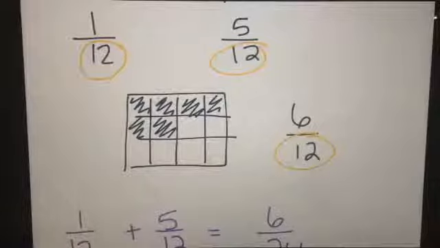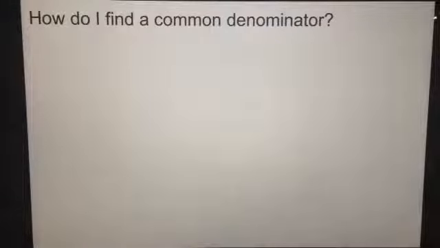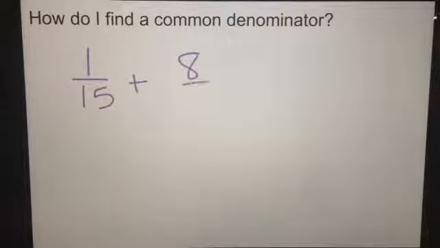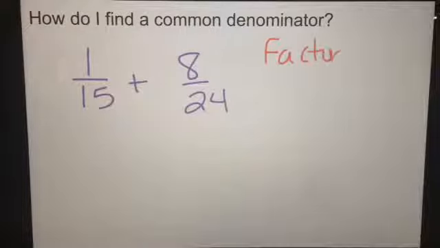So next, on your notes it says, how do I find a common denominator? Well, first I'm going to write an example. So 1/15 plus 8/24. What we're going to do is factor the denominators so that we can figure out how many pieces the denominator has. So factor the denominator.